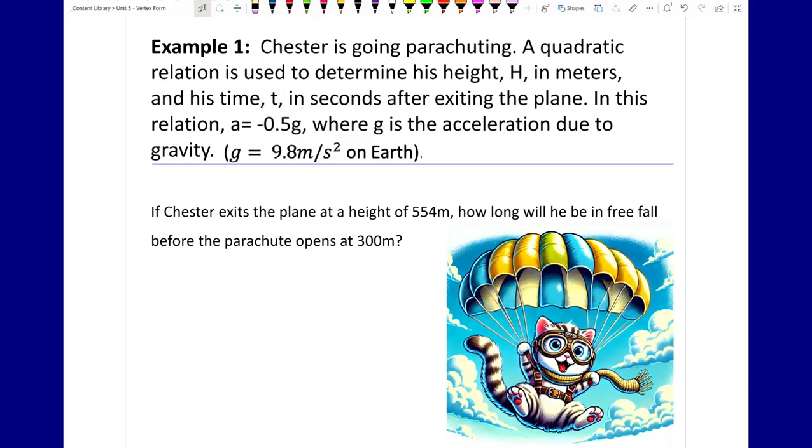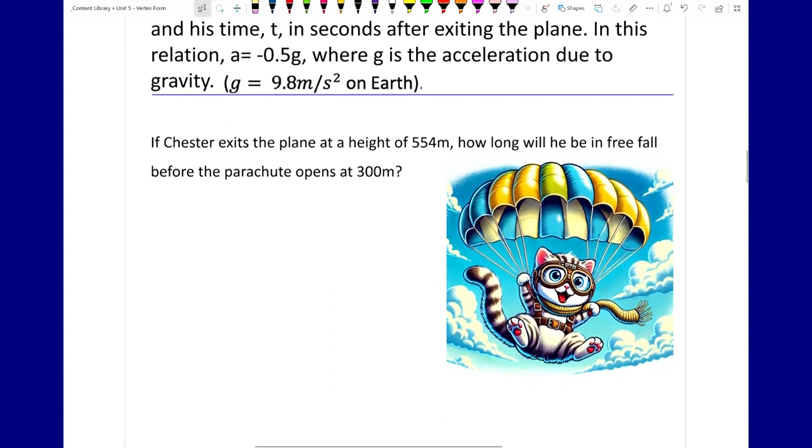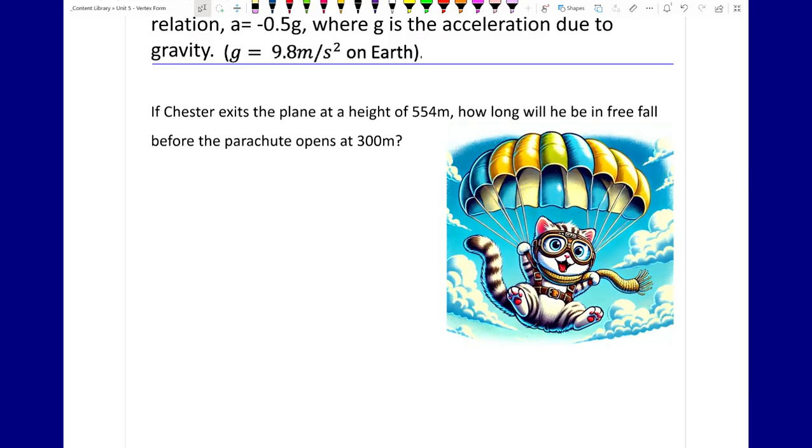So we need to come up with an equation that will represent his quadratic path. And what we know with Chester and his path, right? He's in an airplane. So if we draw an airplane to represent this, let's see how well our drawing can be. So he's in an airplane.